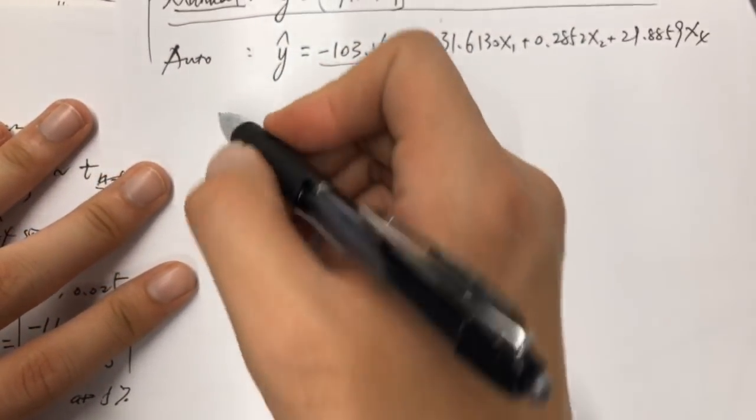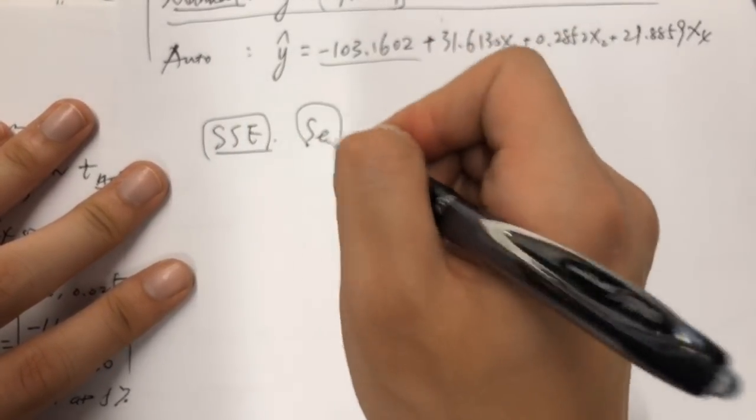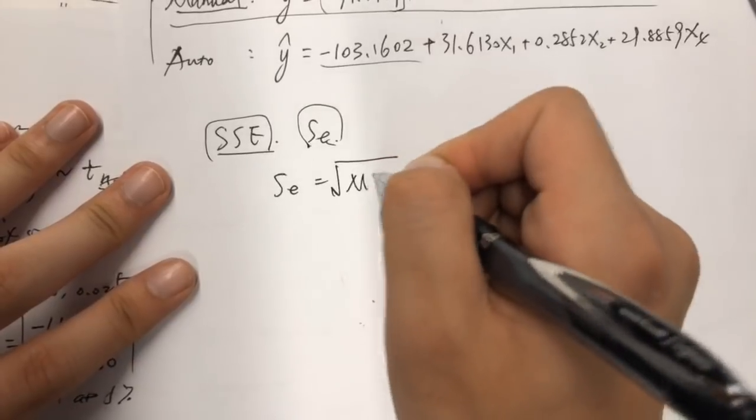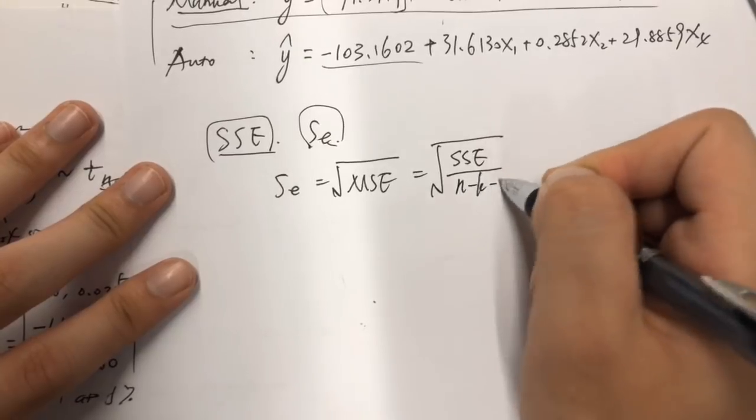SSE and SE is small. We need to compare it with, for example, the magnitude or the average of y, okay? So let's go back and answer the question of this student, okay? First of all, for SSE and standard error, we know that this standard error is actually the square root of MSE, and it's actually the square root of SSE divided by n minus k minus 1.